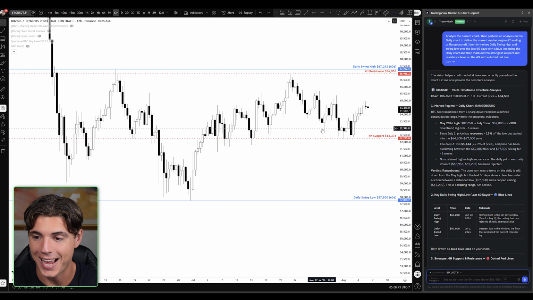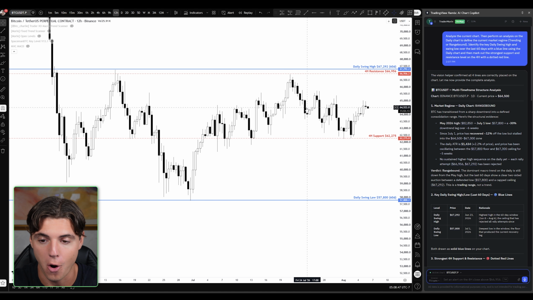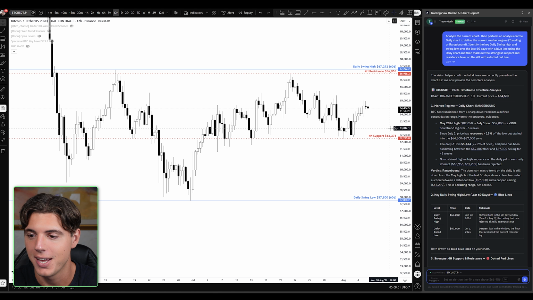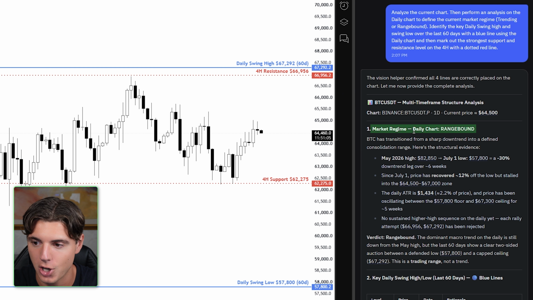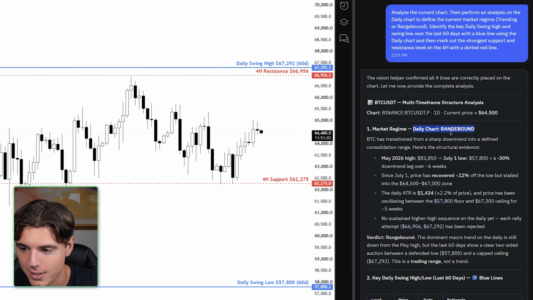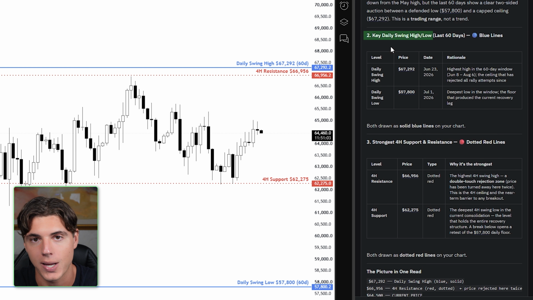And the result is actually pretty accurate. The current market regime, just based off my own experience, is identifying that this is clearly a range-bound environment. And that's what the prompt tells me. It says the market regime on the daily chart is range-bound. It also mentions the key swing highs and lows on the daily. So the daily swing high was at 67.3K, while the daily swing low was around 57.8.